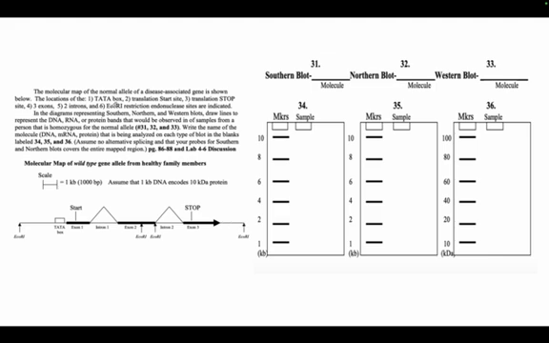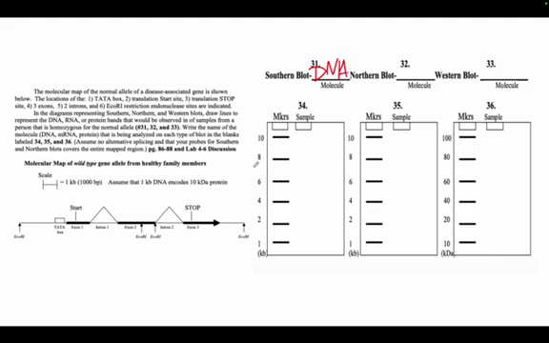In the diagrams representing Southern, Northern, and Western blots, draw lines to represent the DNA, RNA, or protein bands that we observe in samples. Okay. Assume no alternative splicing and that your probes for Southern and Northern blots contain the entire mapped region. Okay. So we want to know what the molecular map of this healthy allele would be. So let's start with the Southern blot, which is against DNA.